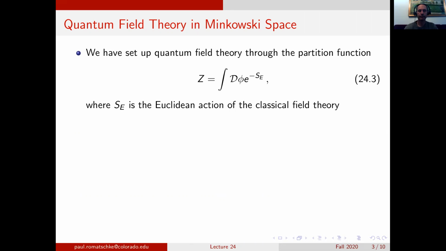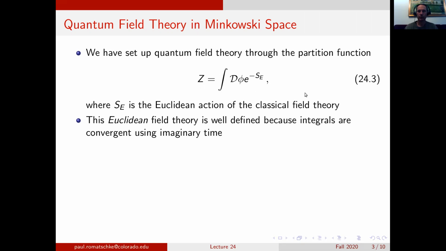For most of the lectures, we have set up quantum field theory through the partition function Z, which was a path integral over the exponential of minus the Euclidean action. The idea being that the Euclidean action is the action that we get in imaginary time, and the advantage of this formalism is that if we can formulate the field theory in Euclidean spacetime, then these integrals are all well defined, they converge, and we can actually make sense of an object such as the partition function. That's just saying that in imaginary time, if we have a Euclidean field theory, the integrals converge and we have a well-defined object, even if we discretize, for instance, the path integral.